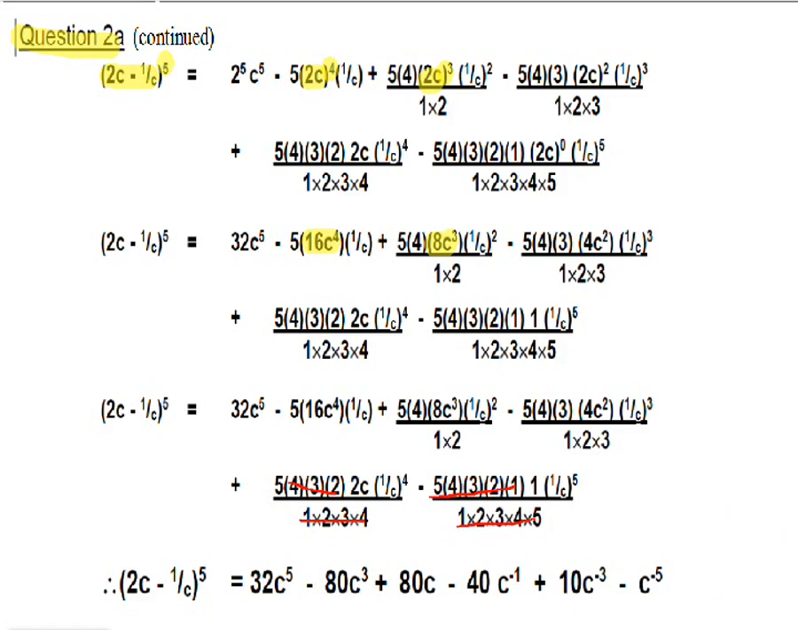What you should end up with ultimately is 32c to the 5, take away 80c to the 3, plus 80c, minus 40c to the minus 1. That's really minus 40 upon c. I've used a negative index there. Plus 10 times c to the minus 3, or 10 over c cubed, and then take away c to the minus 5. Again, that could be take away 1 upon c to the 5.